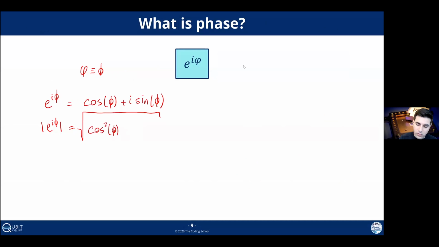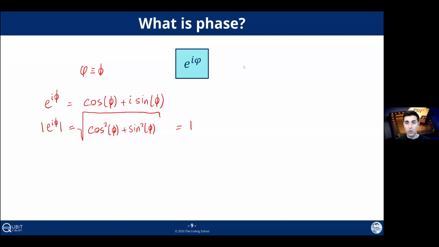And the imaginary part is just sine of phi. Again, the i is the number that indicates that that is the imaginary part. So I have cosine squared of phi plus sine squared of phi. And of course, from trig, we know that cosine squared of phi plus sine squared of phi is equal to 1, and the square root of 1 is just 1. So again, the thing that's special about this phase is that the magnitude of the phase is equal to 1.